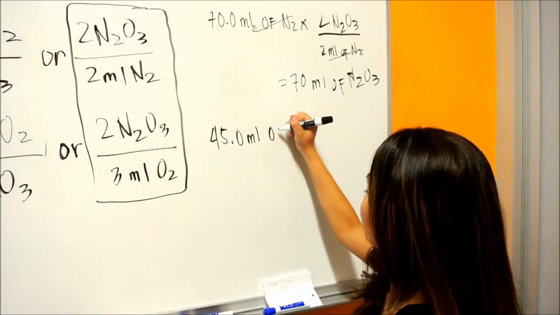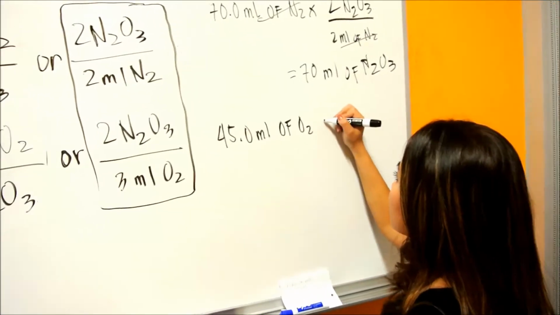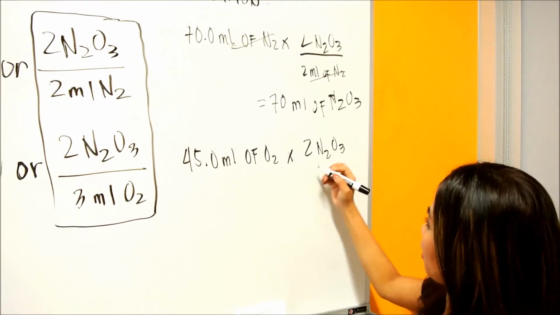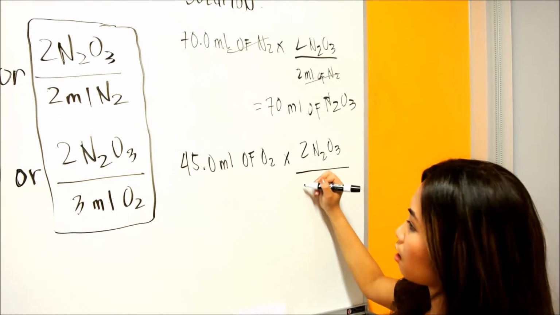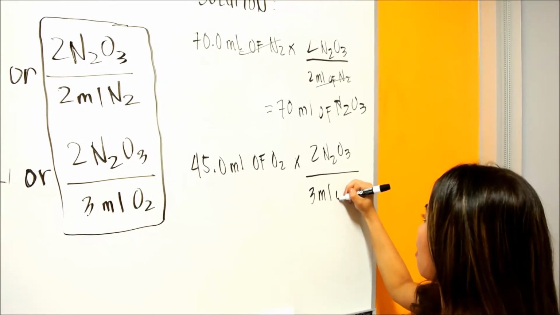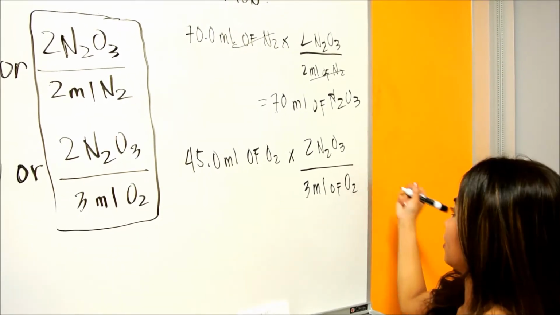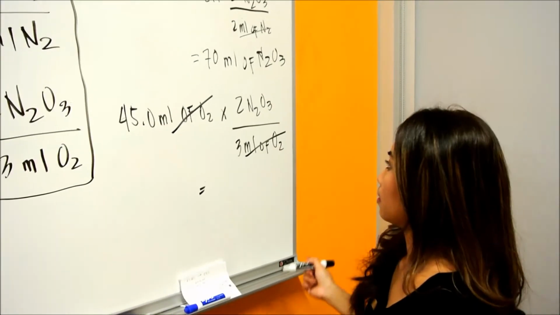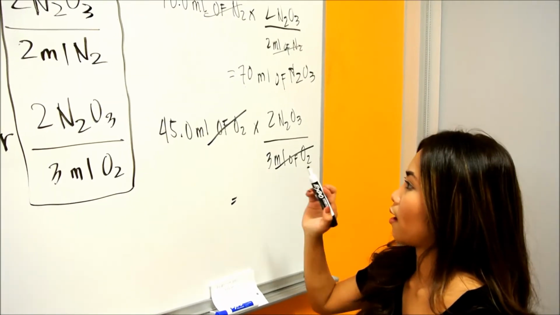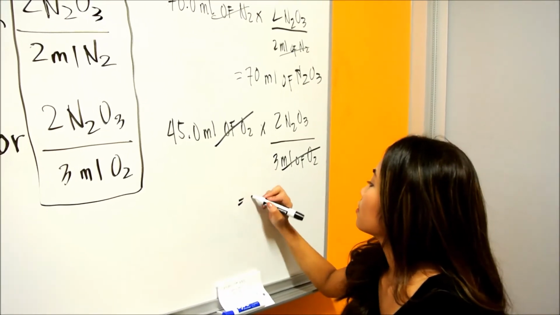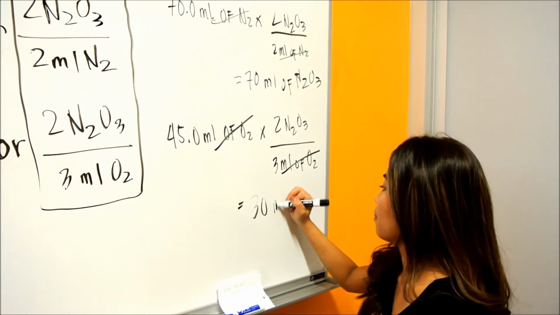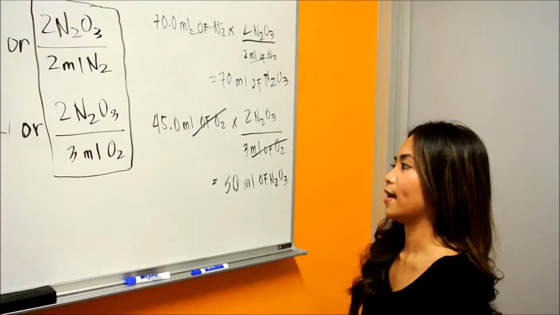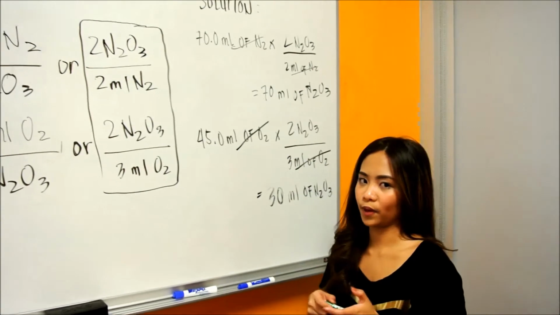Now we go with the second reactant, which is the oxygen, and we have 45.0 ml of oxygen times 2 dinitrogen trioxide over 3 ml of oxygen. So we cancel the ml of oxygen, leaving us with the product. So we have 45 multiplied by 2, divided by 3, so it's 30 ml of dinitrogen trioxide.